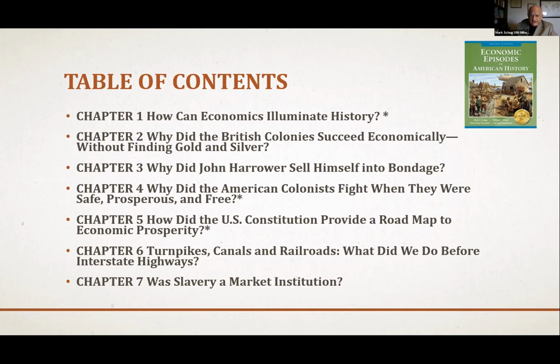I have hinted at John Harrower here. Why did he sell himself into bondage? It was a tough life for folks back then, and he did sell himself into bondage by signing an indentured servant contract. What's critical about this chapter is that this particular market, the indentured servant market, develops, and Britain winds up bringing thousands of settlers here. They outperformed France and Spain dramatically.